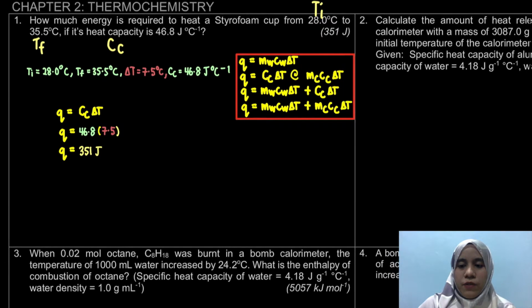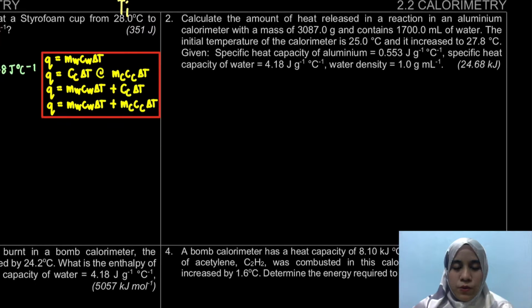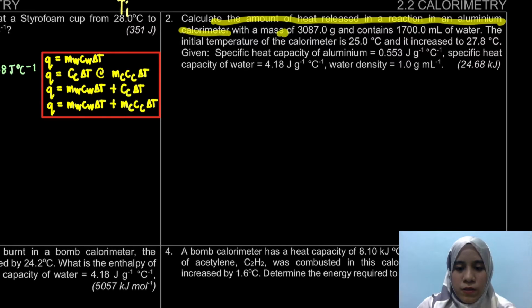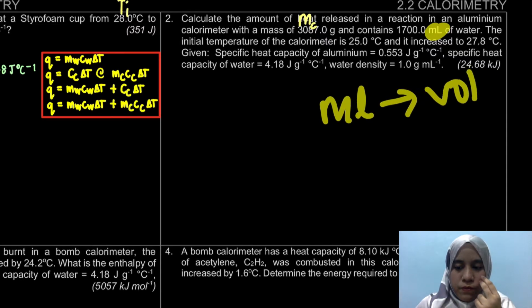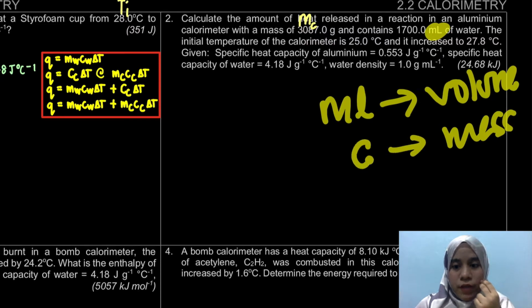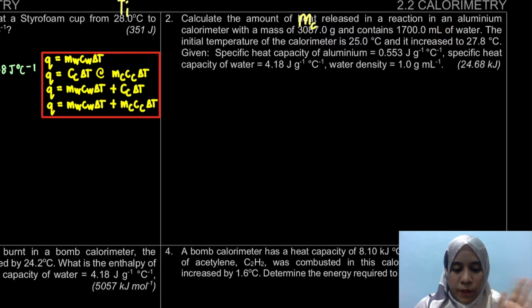Next is question number 2. Calculate the amount of heat released in a reaction in an aluminium calorimeter with a mass of this. So this is the mass of our aluminium calorimeter, so here will be my MC, and it contains 1,700 ml of water. Again, this is ml, which is actually my volume. Kalau mass, the unit is actually gram. So here, jangan tulis dulu MW.